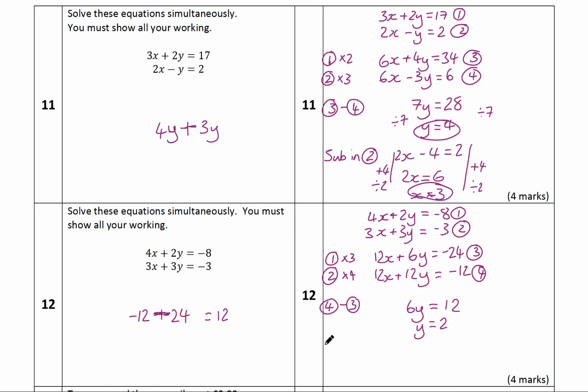We're going to sub that back in to equation 1 to find out what x is. So 4x plus, now instead of 2y, I know that y is 2, so this is 2 times 2, which is 4. And then solving that by taking away 4, 4x equals negative 12, and then divide by 4, x equals negative 3. So my answers are y equals 2 and x equals negative 3.